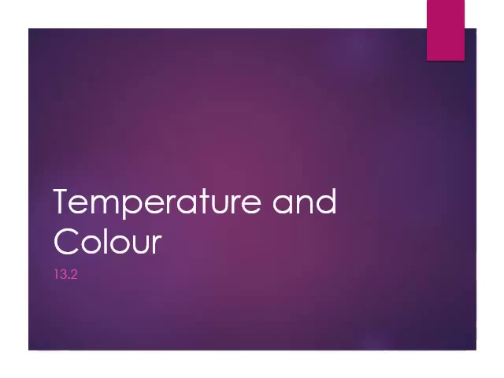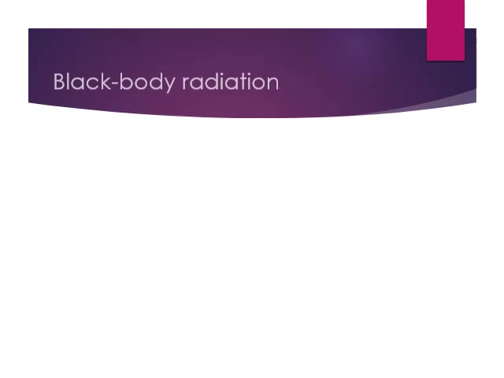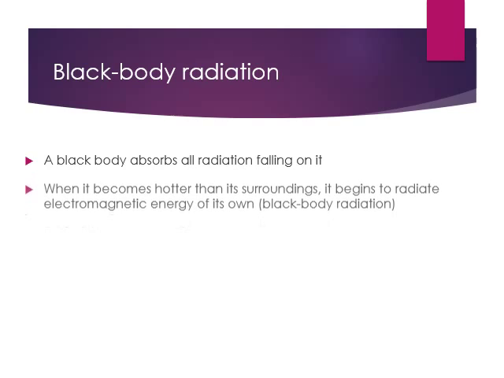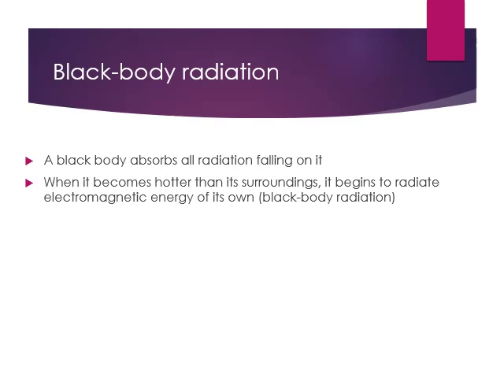Let's now have a look at temperature and colour, and this is chapter 13.2 in your textbook. We want to look at black body radiation. So a black body absorbs all radiation falling on it. Therefore it's reflecting nothing, and that's the reason it looks black. It's absorbing all light. When it becomes hotter than its surrounding, it starts to radiate electromagnetic energy of its own, and this is known as black body radiation.